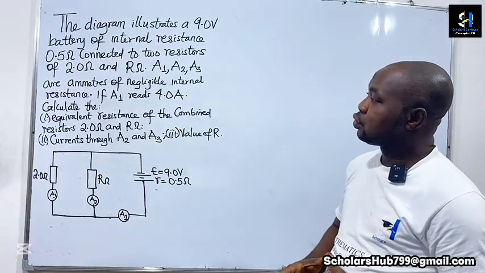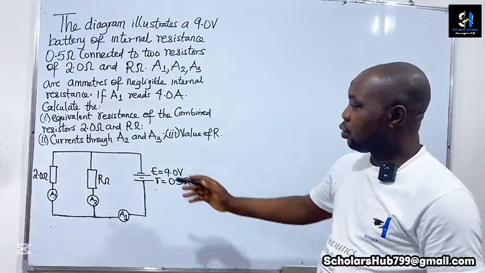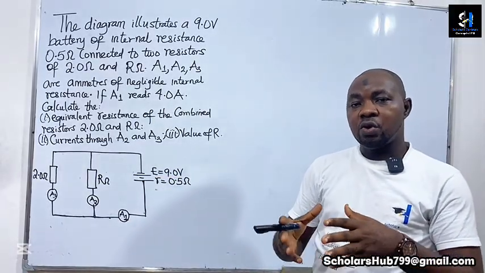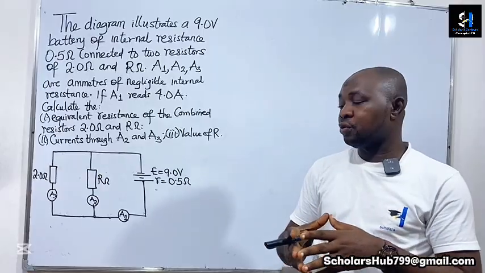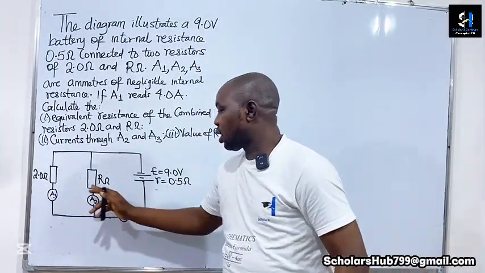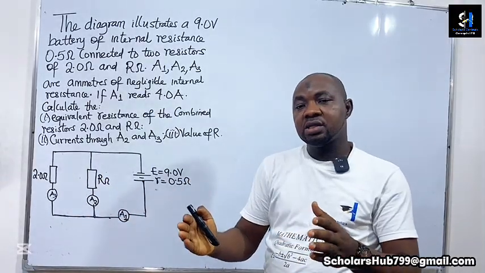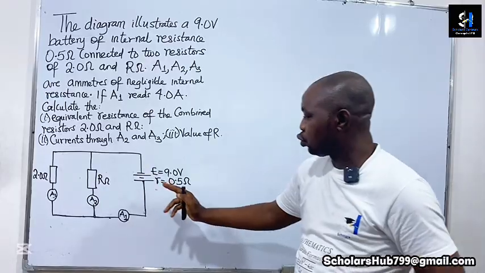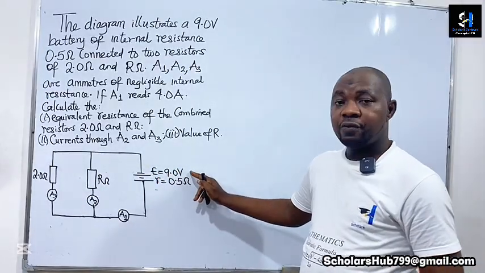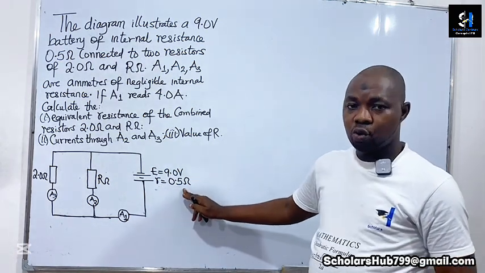connected to two resistors of 2.0 ohms and R ohms. So what we have is a circuit containing a parallel combination of two resistors of resistances 2 ohms and R ohms. The 2 ohms and R ohms, which are connected in parallel, are connected to a battery of EMF 9.0 volts having internal resistance of 0.5 ohms.